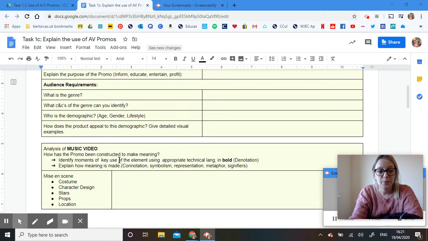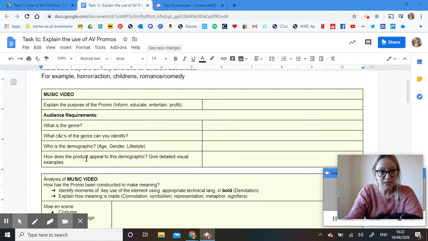So just to go over again, pick key moments. Don't just describe what happens in the whole music video. Please just pick a few key moments, and I would like pictures, screen grabs. Make sure that there's a picture of it in the box. It makes it much easier for the moderators to give you the mark if there's an image, so they can see what it is that you're talking about. So please make sure there's lots of images in this.